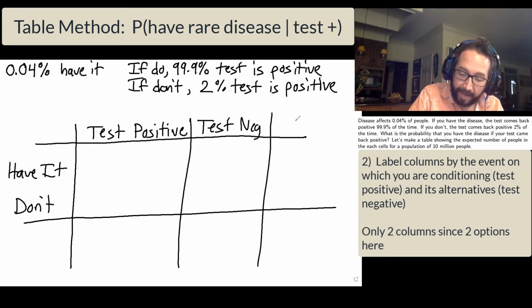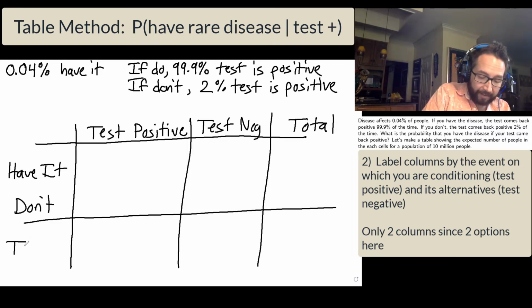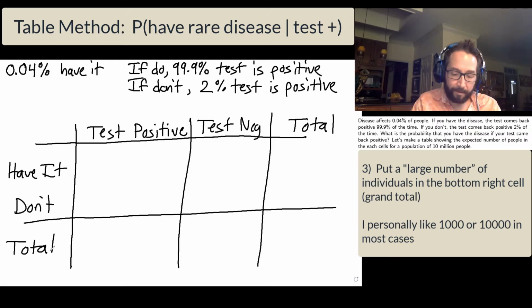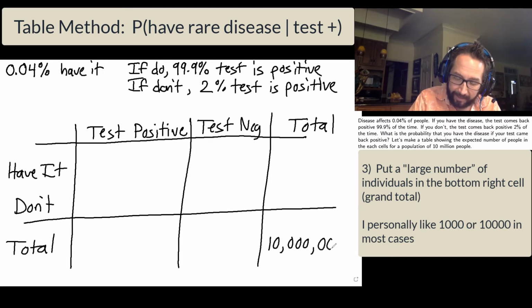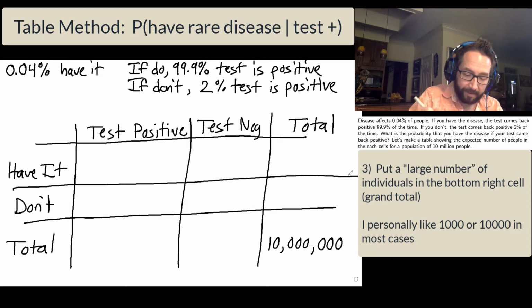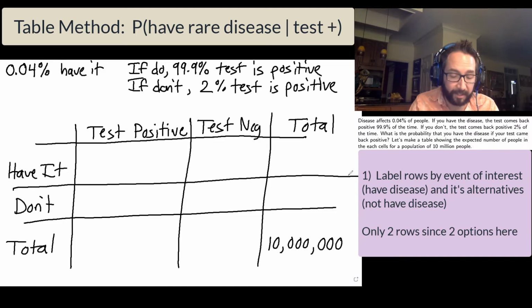And just like most tables, I'm going to have a column for total and a row for total. What I like to do to connect it with reality is to work through the numbers for a large number of people. So in this case, I'm going to think about what happens if I were to apply the test to 10 million individuals. I'm going to draw a few more lines just to make it easier.